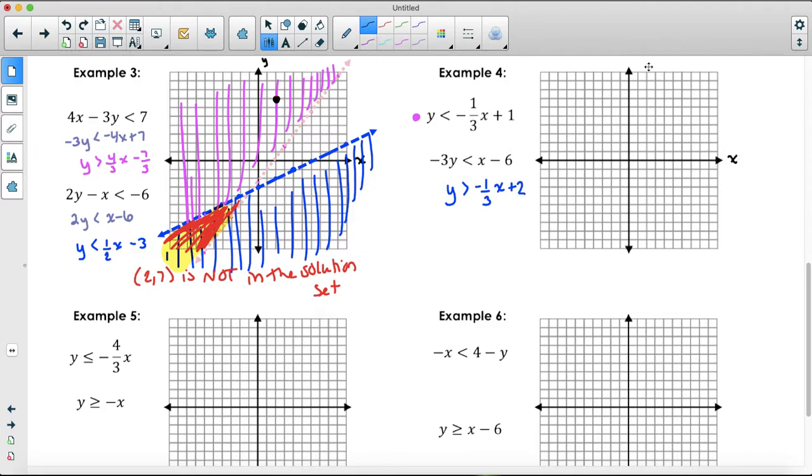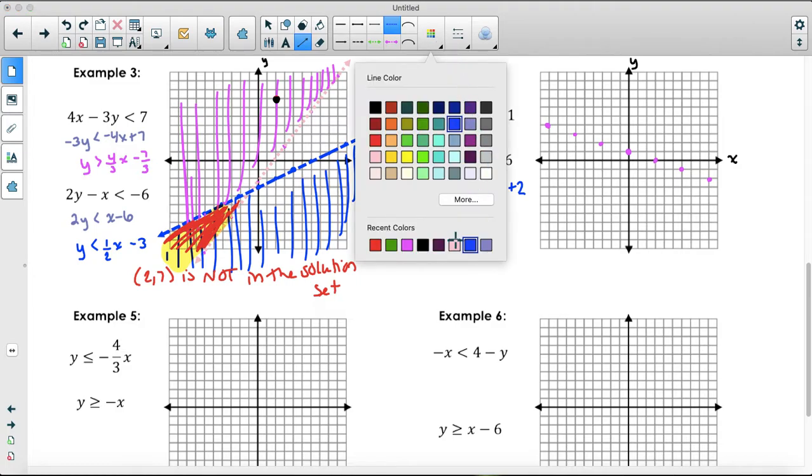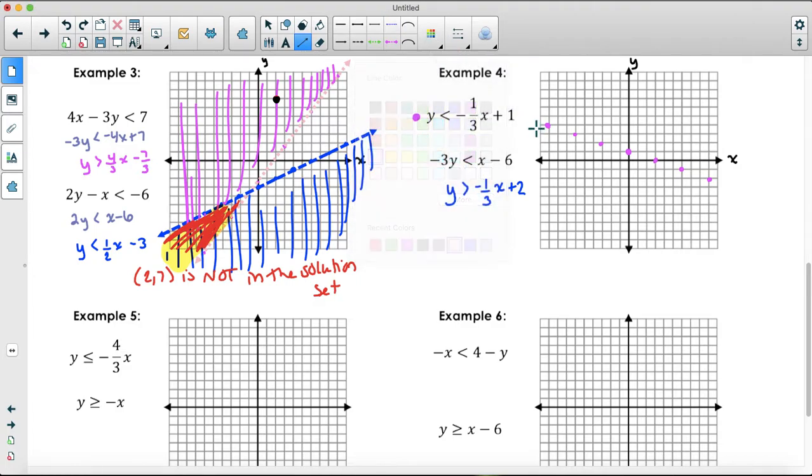So x-axis, y-axis. Our pink line will be at (0, 1), with a slope of -1 divided by 3. So a change in y of negative 1, change in x of positive 3. And I'll do it in the opposite way: change in y of +1, change in x of -3. And this is a dotted line. So I will connect these using a dotted line.